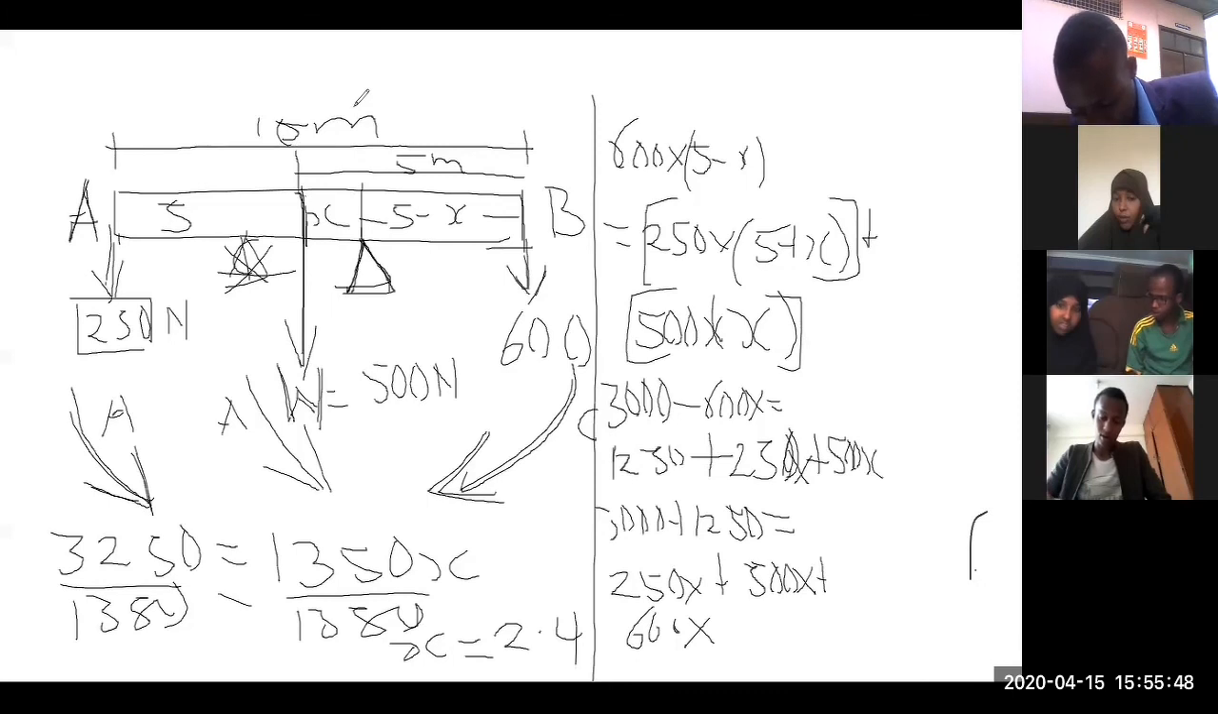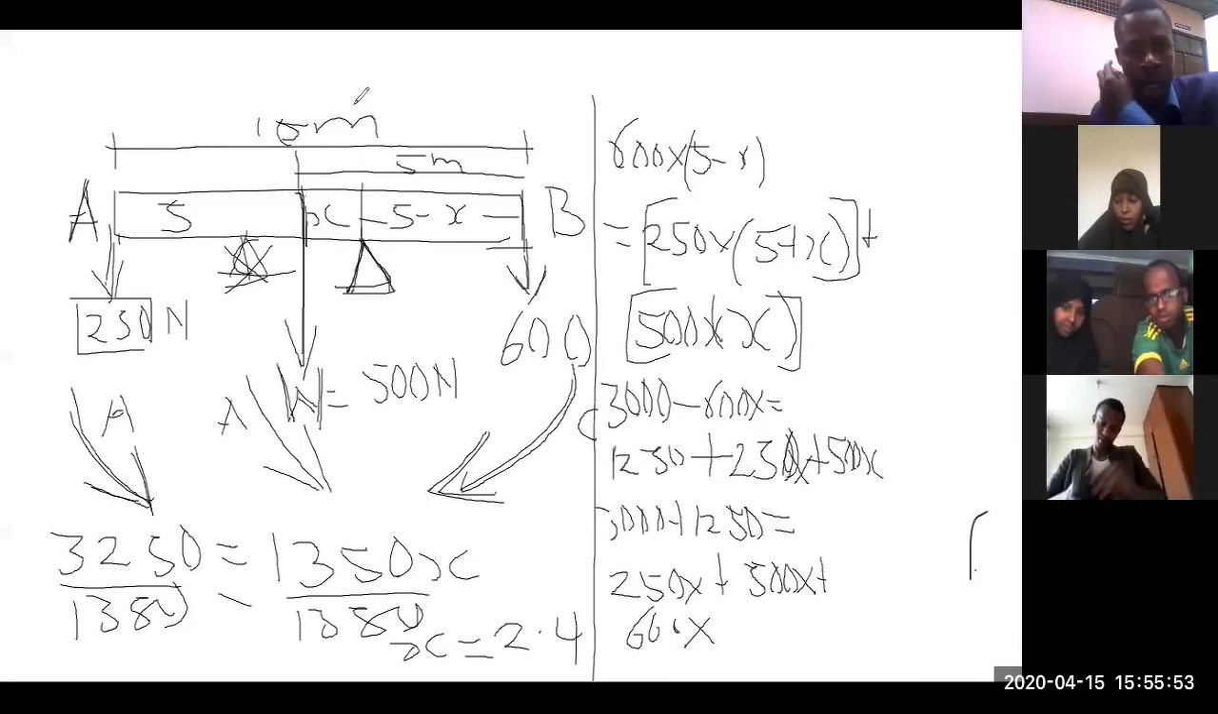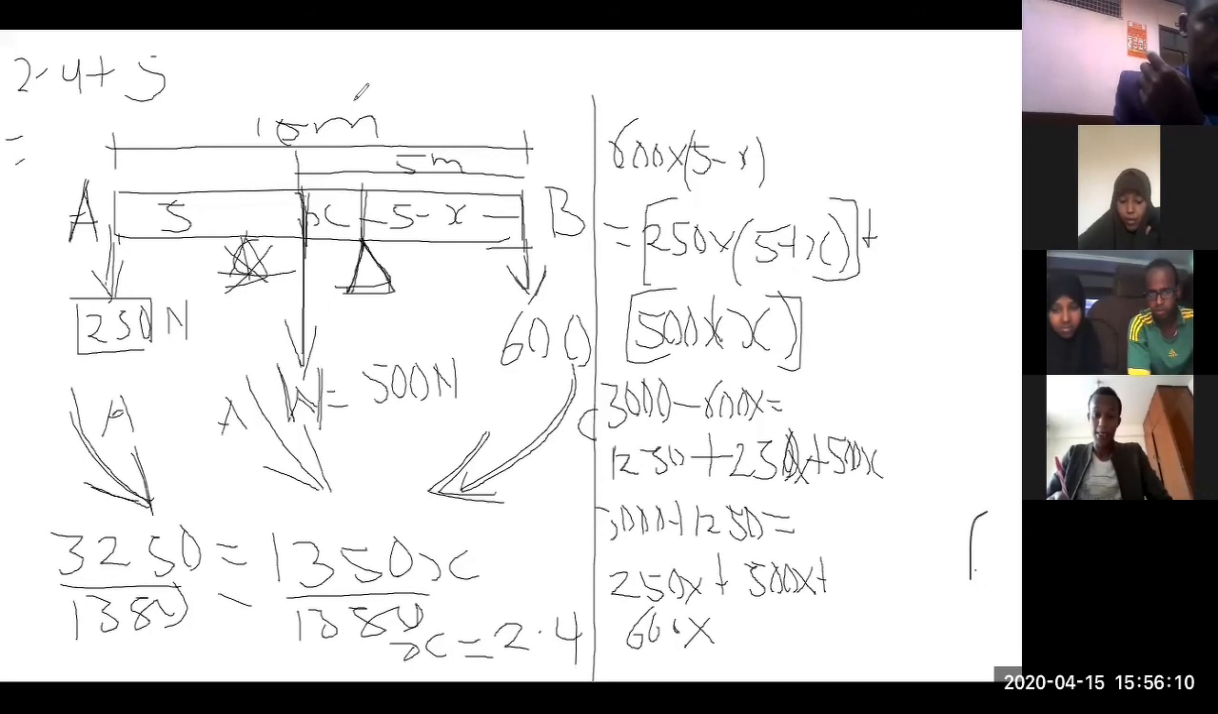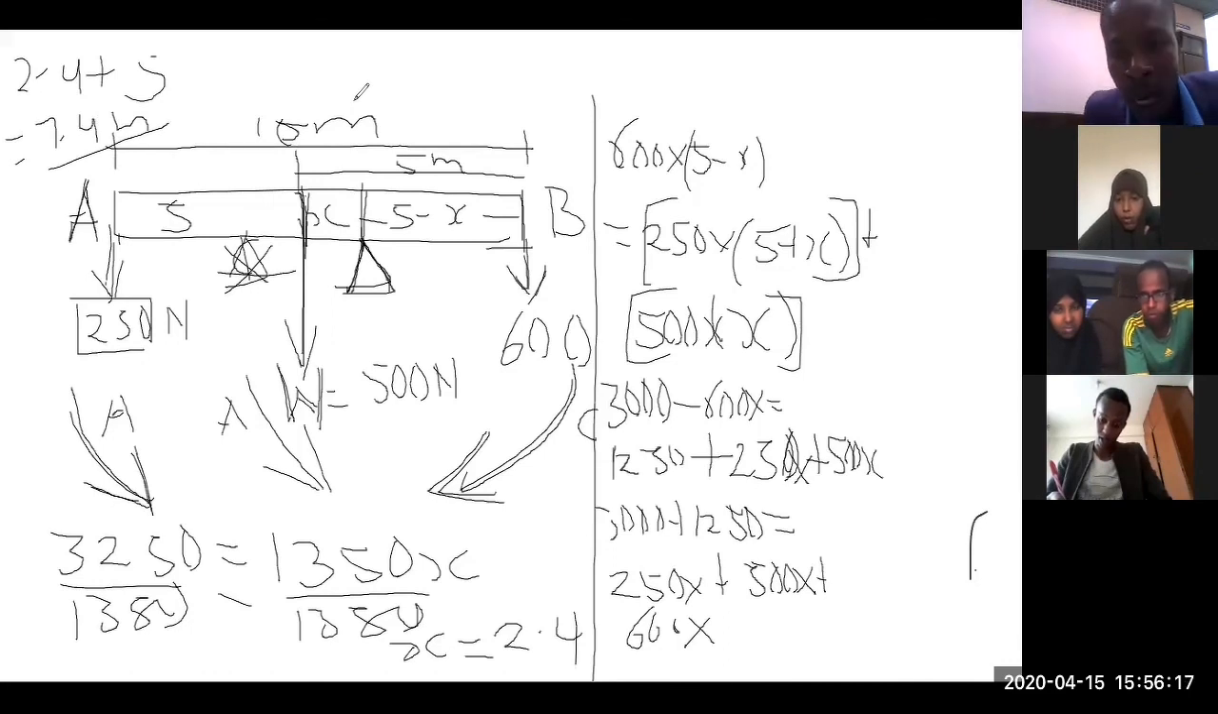Now the question is asking us to determine the distance from point A to where the support should be placed. From the midpoint up to where the pivot is, it is 2.4, so we add 5. That is 2.4 plus 5, which actually gives you 7.4 meters. So that is how you are supposed to analyze that question on moment.